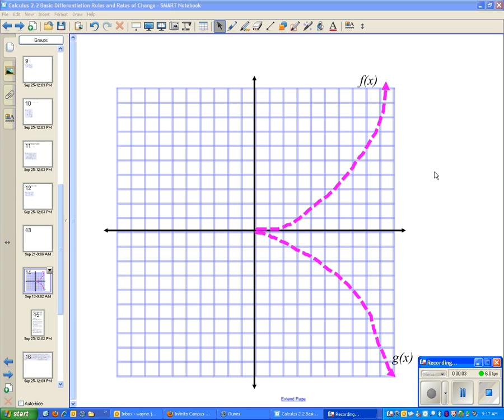We need to talk about rates of change today. So in the book, we're going to be on page 113, but go ahead and turn there, but we're not quite ready to talk about what's in the book yet.